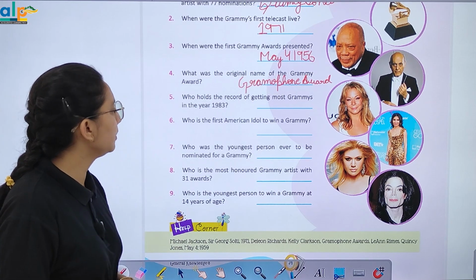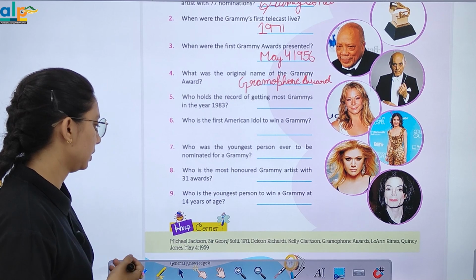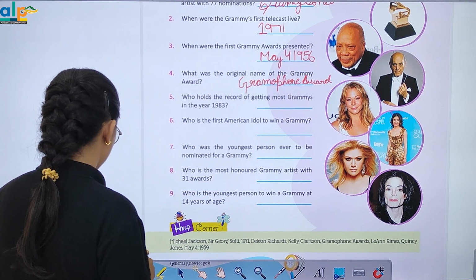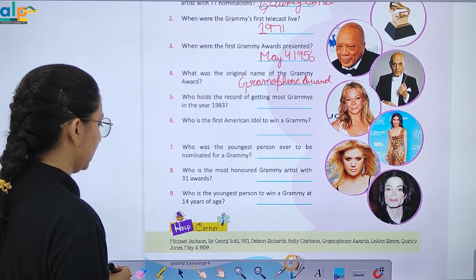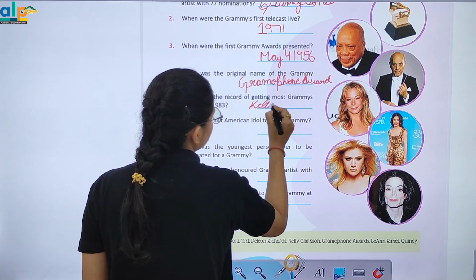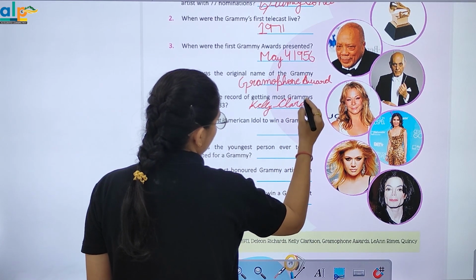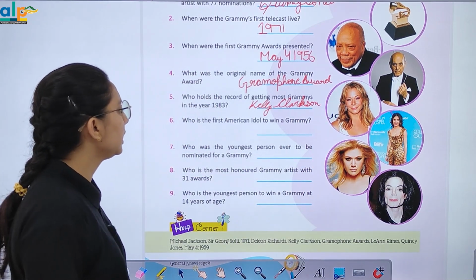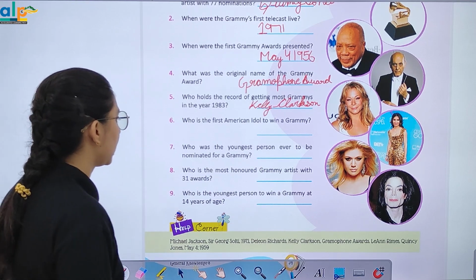Who holds the record of getting the most Grammys in the Grammy Awards? Who was he? Fifth one, that is Kelly. Kelly Clarkson. What we call it? Kelly, then Clarkson. Kelly Clarkson. Who is the first American Idol to win a Grammy? That is Michael Jackson.